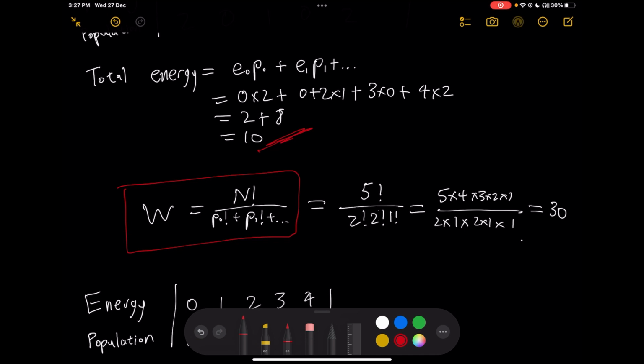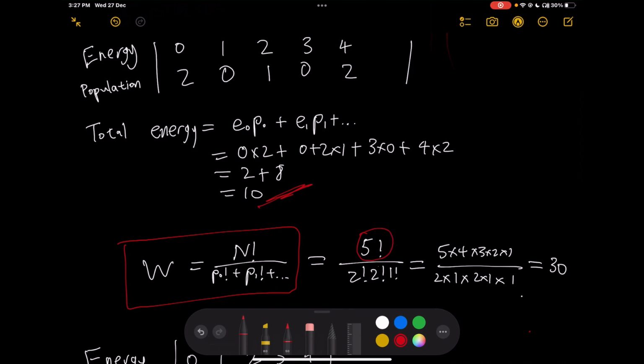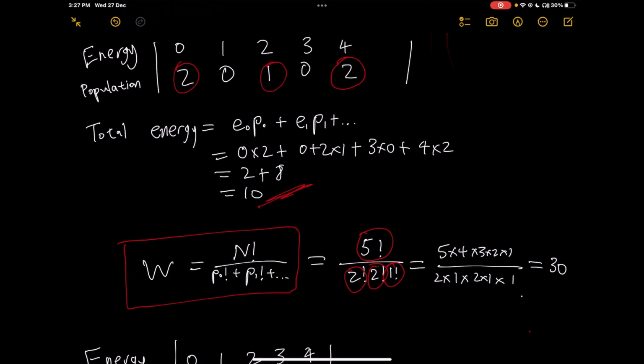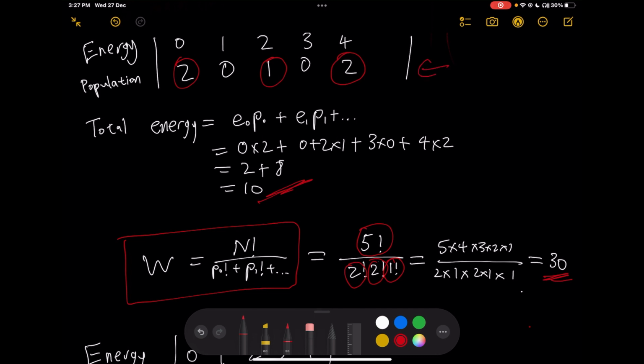So in this case, there's a total of five molecules. So factorial of 5 will be on top, and there are two molecules here, and one molecule here. We plug these numbers into the formula, and our result is 30, which indicates that we have 30 ways to distribute five molecules in this pattern.